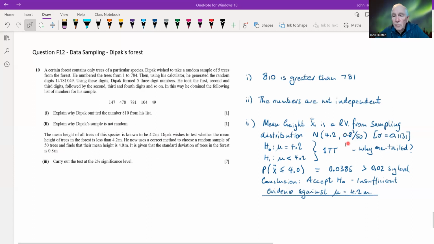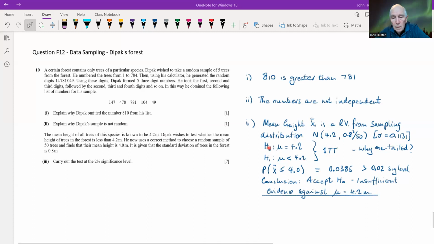But the variance of our sampling distribution, that's of these x bars, is going to be 0.8 squared divided by 50. Now, if you're unsure about that, go back to the lesson video to understand why that is the case. So I'm just recapping there. That's going to give us a standard deviation for the sampling distribution of 0.1131.